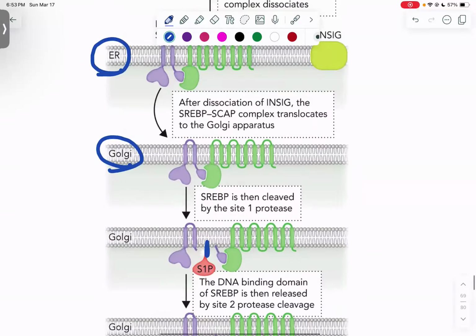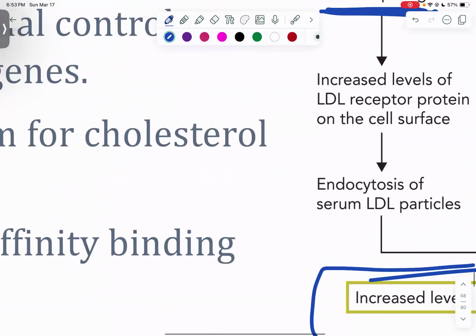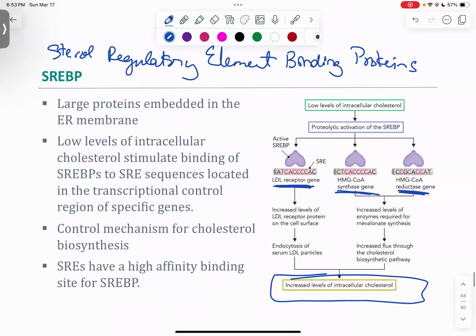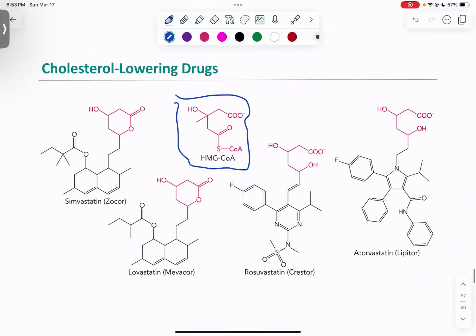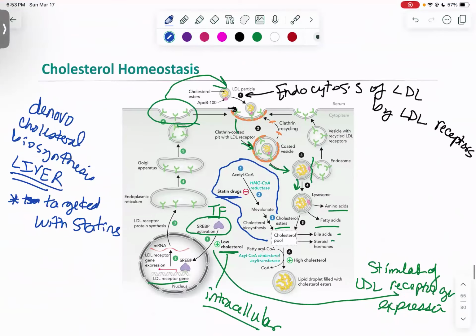So I want to come back here. That's like the last slide, but I want to talk about how statins really work, right? How do they lower cardiovascular disease? So remember we said that they come in and they're going to block, right? They're going to prevent de novo synthesis of cholesterol via our HMG-CoA reductase.